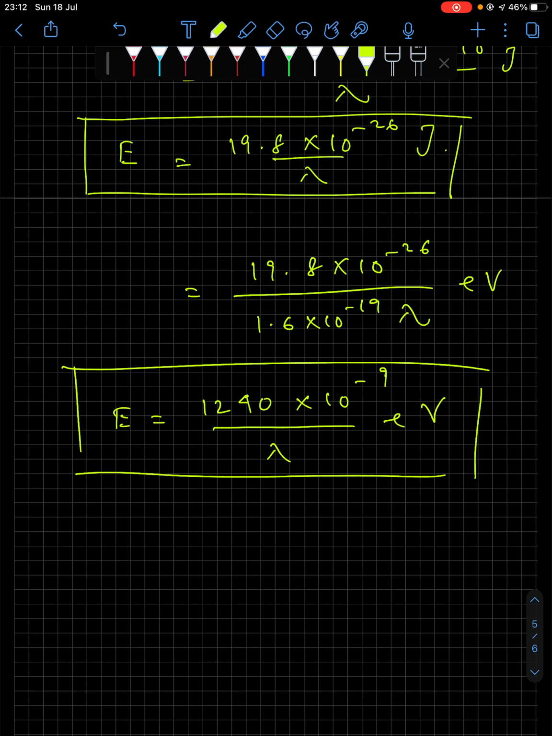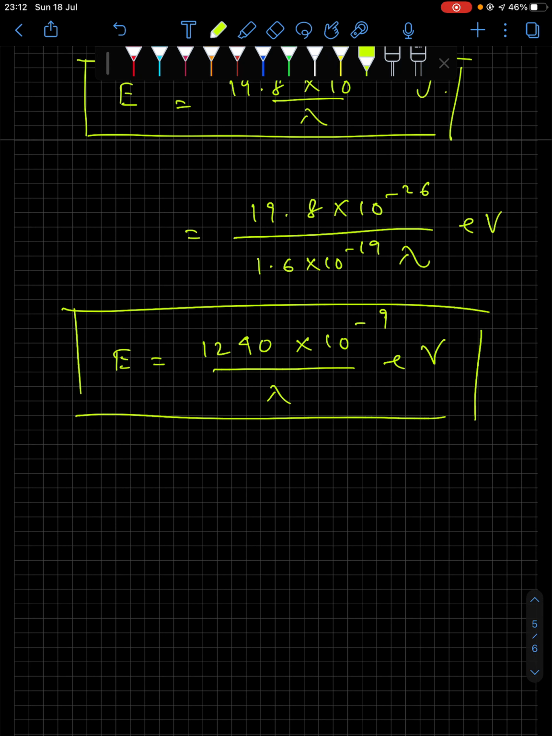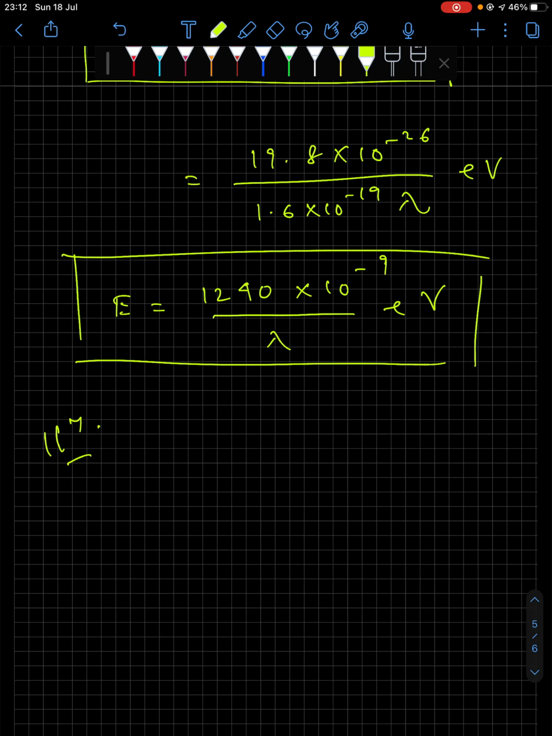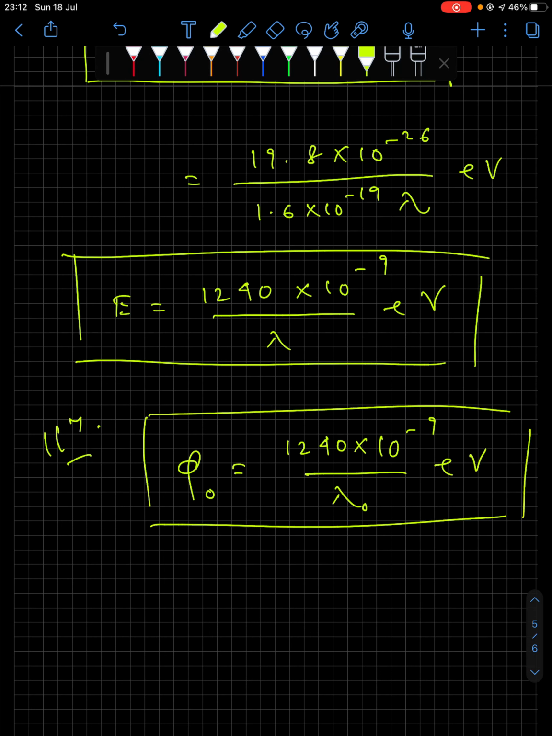Now why do we round up this value, writing 1243 as 1240? The reason being convenience of calculation while dealing with this number, in comparison to 1243. Similarly, we have something called work function. We'll see it in a while. What is work function? The relation for work function in electron volt can also be written as 1240 into 10 to the power minus 9 divided by lambda naught electron volt. This we will also remember.